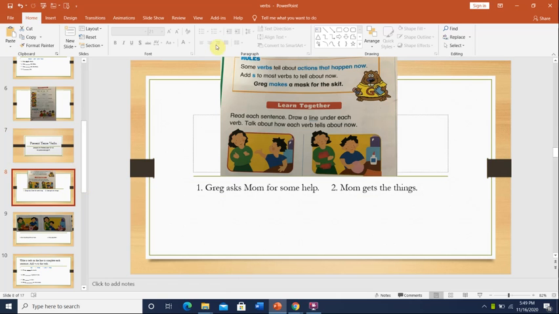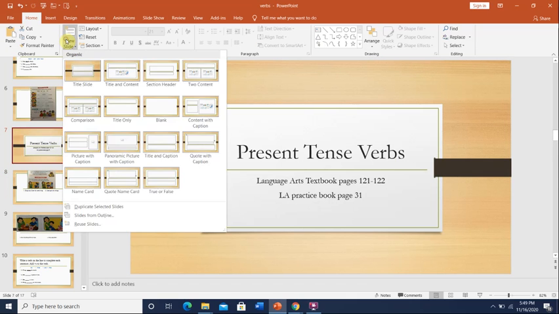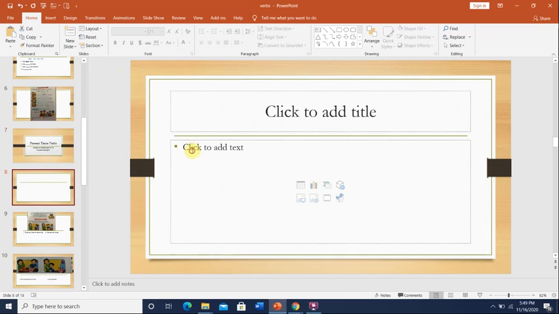Okay? So it says here, some verbs tell about actions that happen now. So the word present means that the action is happening now, at the moment. Okay? So what do we do to show that it's happening now? It says add s to most verbs to tell about now. Okay? Let's see if we can add something to help you understand. So it says add an S to the action word to show that it tells about now.